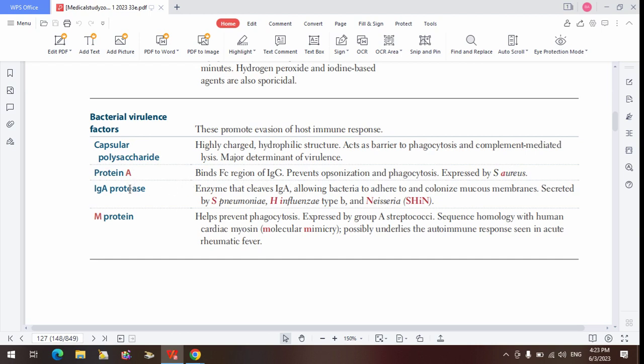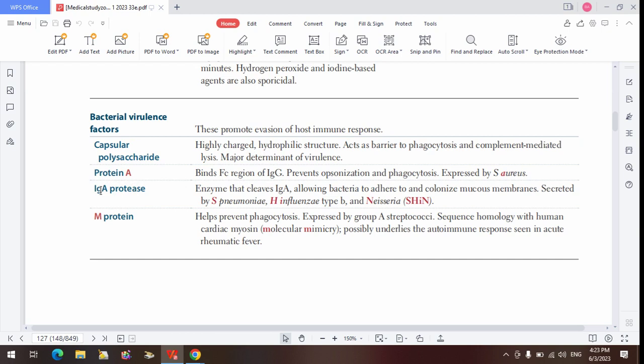Yeah, so the next one is protein A. Protein A is very important too. They ask it a lot. Protein A is commonly expressed by Staphylococcus aureus. So we have to know that first. Whenever you see protein A, Staphylococcus aureus comes to your mind.